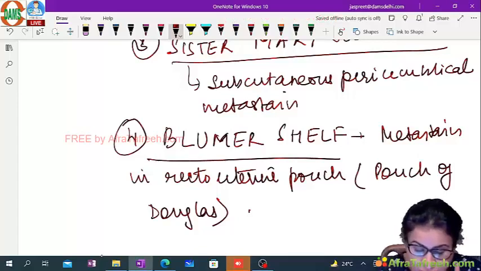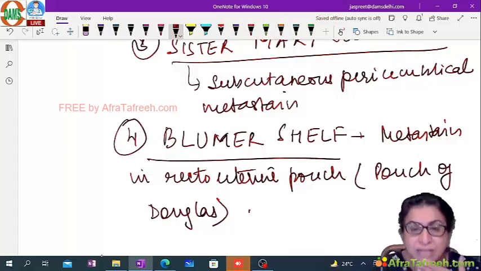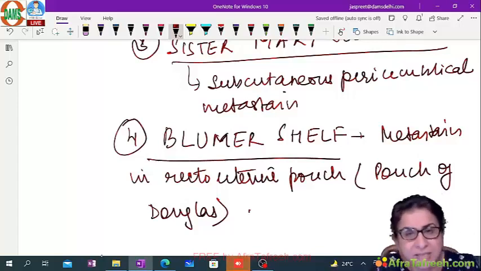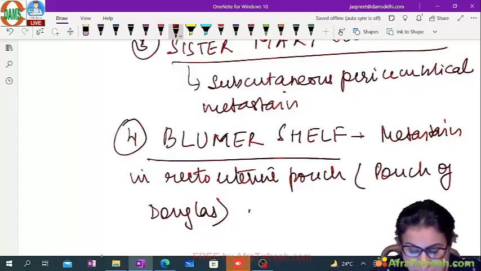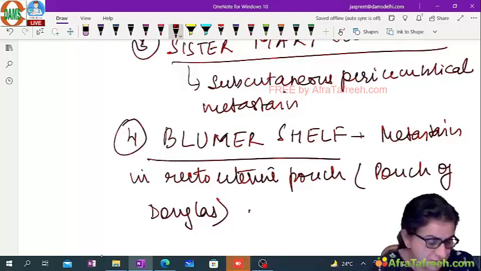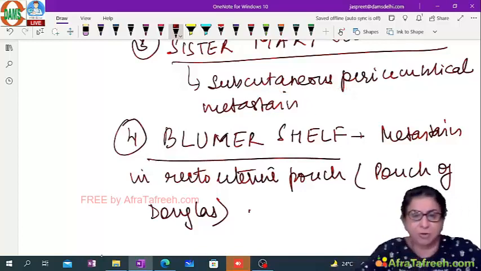Okay, Ayush, you've written Trousseau's sign. It is Trousseau's, T-R-O-U-S-S-E-A-U. Again, I have already told you what that is in the chapter of neoplasia. That is migratory thrombophlebitis, which is seen in pancreatic cancer and may be seen in gastric cancer as well. And yes, Sridevi, what you have written is correct. What you mentioned in your big note about Virchow's node and metastasis in the abdomen is correct.